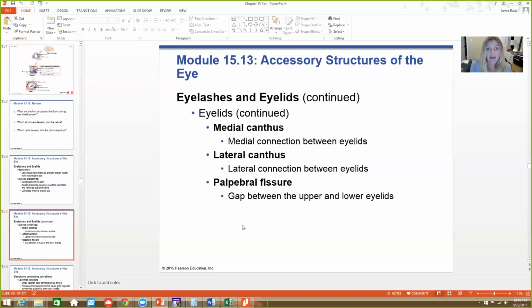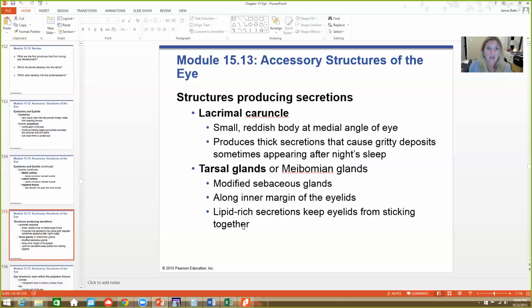Our eyelids have a medial canthus, which is the medial connection between the eyelids, the lateral canthus, which is the lateral connection between the eyelids, and then the fissure, which is the gap between the upper and lower eyelids. That's where our eye is, between that fissure.